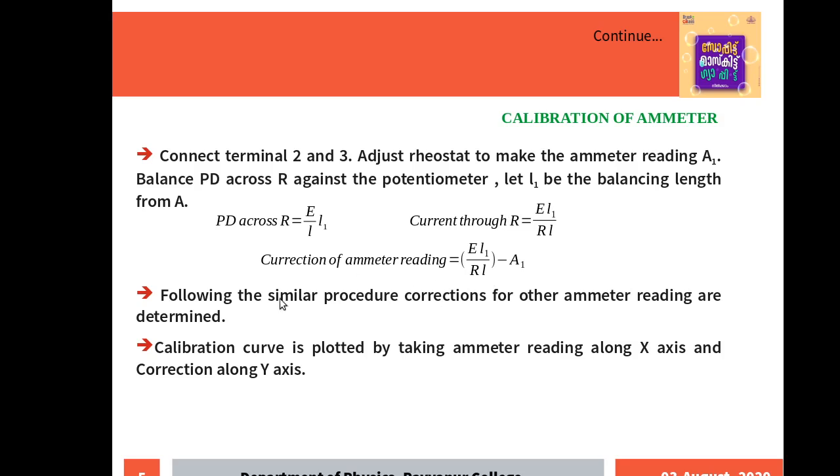And then we can draw a curve, known as the calibration curve. For the calibration curve of the ammeter, along the x-axis we take the ammeter readings, that is A1, A2, A3, and along the y-axis we take the correction, delta A, and we get a plot. That won't be a straight line; it may be a zigzag curve. Like that we correct the ammeter reading, and this is the way in which calibration of an ammeter is done using a potentiometer.